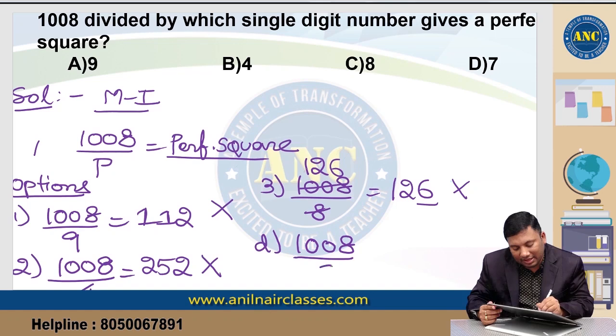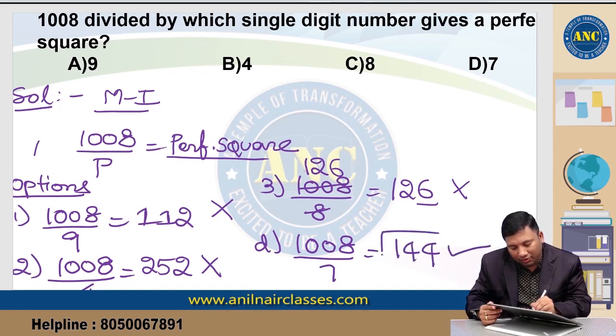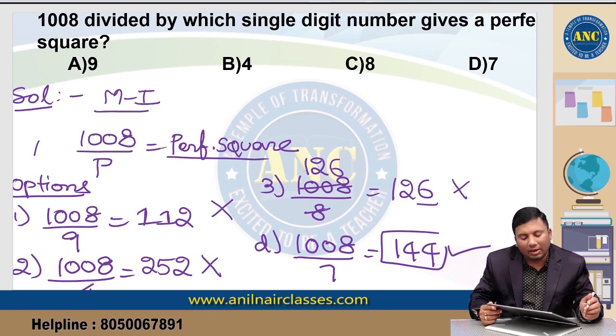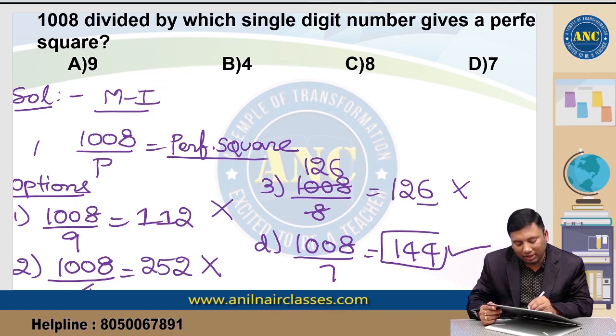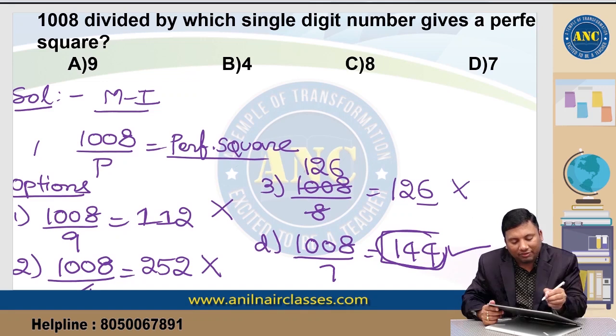1008 divided by 7 is nothing but 144. 144 is a perfect square. Are you all with me? So one way is by using the options. Easily you can check that 144 is a perfect square.